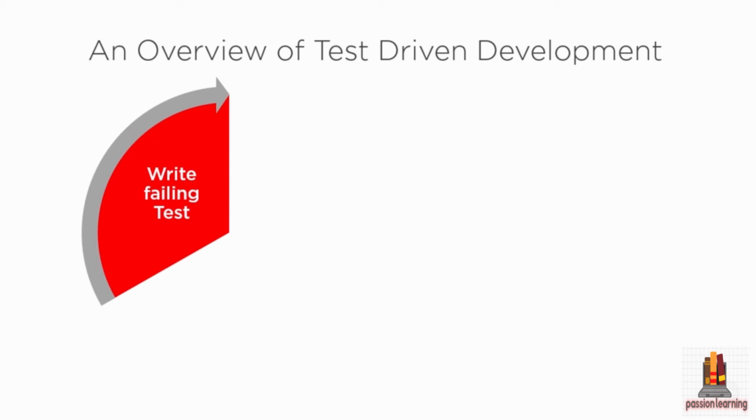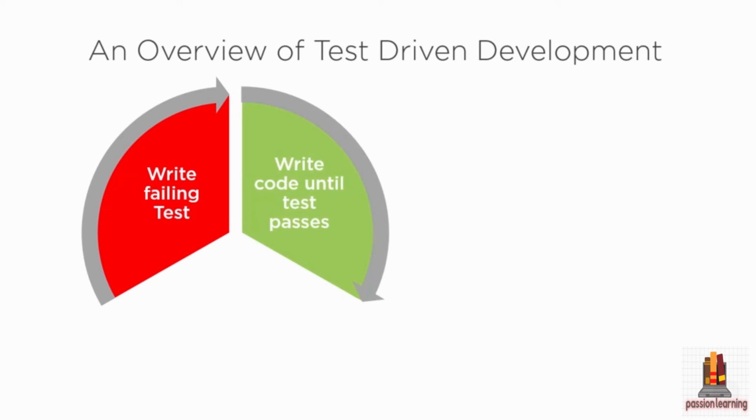So before we go and write the production code, we write a test that's going to fail. So for example, if we were adding division functionality to a calculator, we could write a failing test that divides 10 by 2 and asserts that the result is 5. Because we haven't yet written the division behavior, this test will initially fail. In the second phase, we actually go and write enough code until our test passes. So in our case, this would be to implement the division functionality.